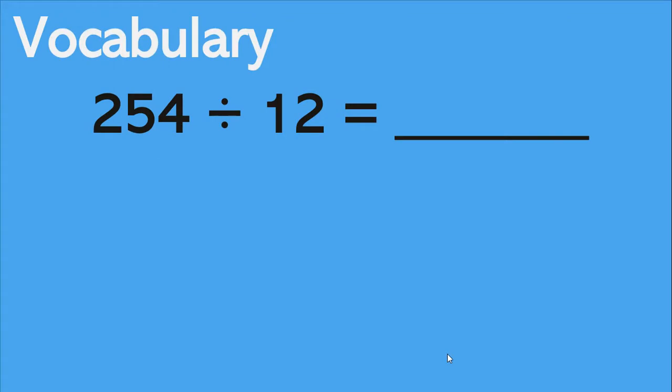Let's start with some vocabulary. Here we have 254 divided by 12. The first number represents our dividend. This is the total number of objects we have that we'll be splitting up. The second number is our divisor, the total number of groups or parts that we're going to be splitting these objects into. Remember with division that we're putting the objects into equal groups. Our answer to a division problem is known as our quotient.